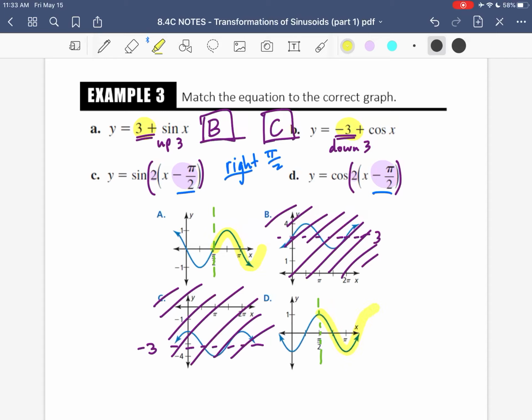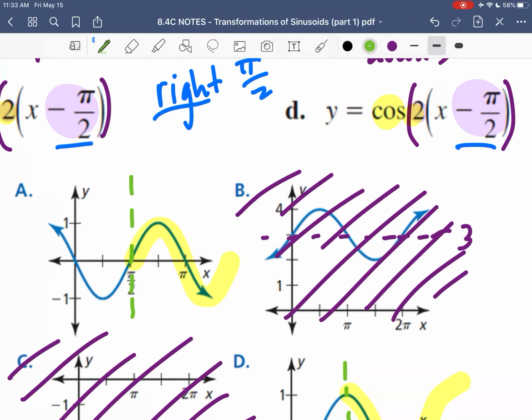And this one starts at the top and goes down. So that's more of a cosine one. So we can tell them apart just by looking for which one is sine and which one is cosine. But we should double check that this period change is represented there too.